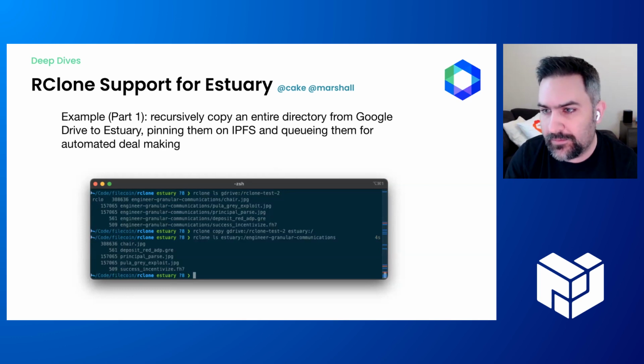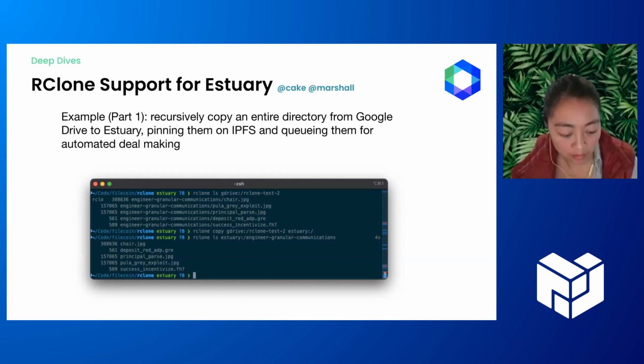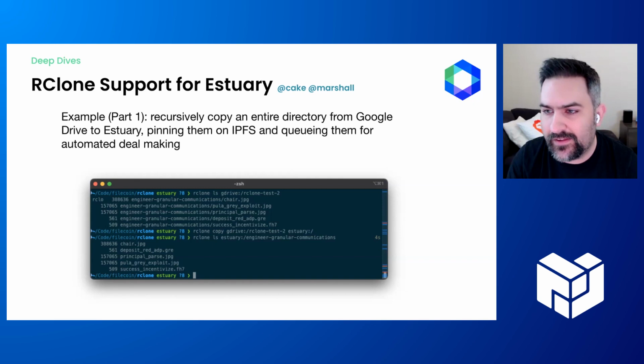Once you've got that configured, you can start using the Estuary backend as if it's a file system on your local computer. Just a couple of examples to show the power of how simple this can be to use. I have a directory in my Google Drive called Rclone test2, which has another directory and some files under it. I can just list that directory with Rclone and see it like a normal file system. But what I can also do, using the copy command, is recursively copy that entire file system into Estuary.